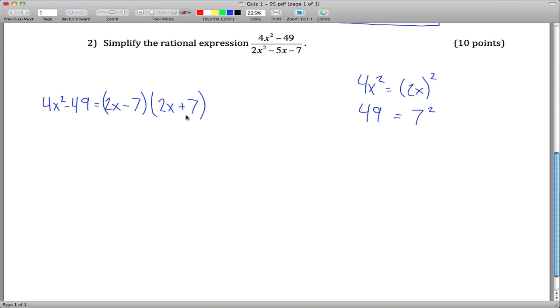If you didn't remember this little difference of squares trick, you could think of 4x squared minus 49 as 4x squared plus 0x minus 49, and do it the way we did the problem up above. To get to 4x squared, it could either be 2x times 2x or x times 4x. If you play with all those possibilities and these guys, the only one you'll find that makes these work is this solution here. Alright, and what about the bottom here? 2x squared minus 5x minus 7.